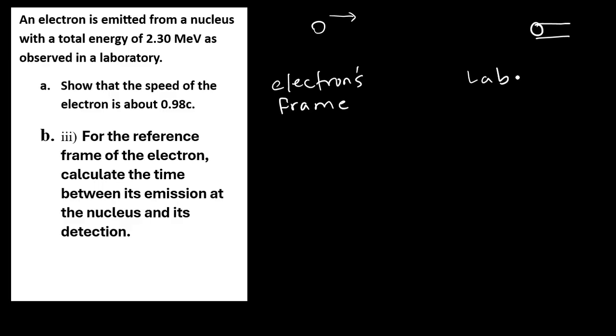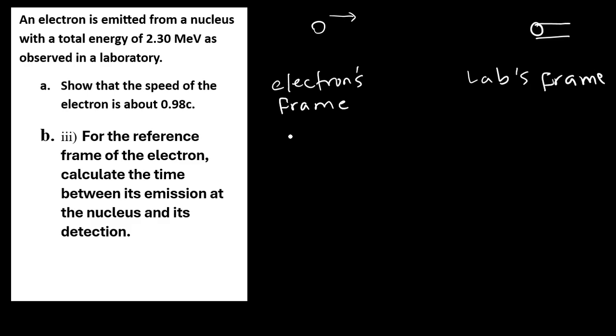Okay, to answer this question, we have to recall that we have an electron that is traveling towards a detector in a lab, and we discovered that we can look at this from two frames of reference. So we have the electron's frame of reference, and we also have the laboratory's frame of reference. So the lab's frame of reference.